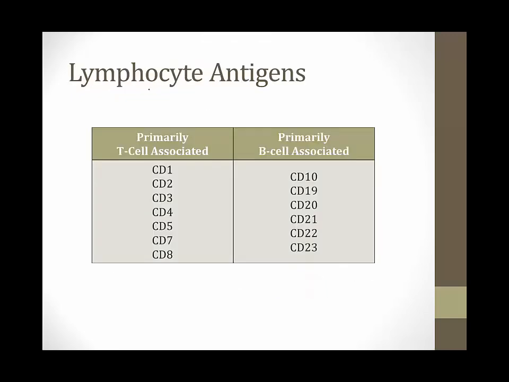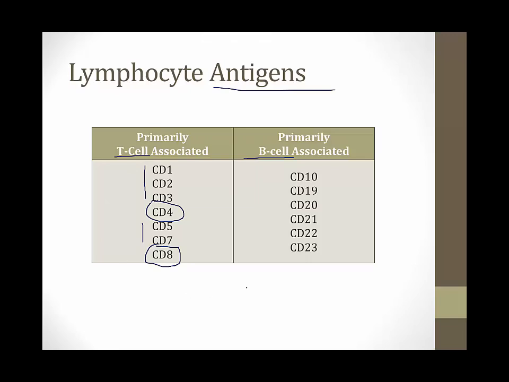Before we go any further, I want to review this slide from our video on acute leukemias. This slide shows lymphocyte antigens. These are surface markers that are found on lymphocytes, and I've broken them down by those that are primarily associated with T cells versus those that are primarily B cell associated. You probably know from immunology that CD4 and CD8 can be found on certain T cells, but you should also be aware that CD1, 2, and 3 and also CD5 and 7 are found on some T cells.